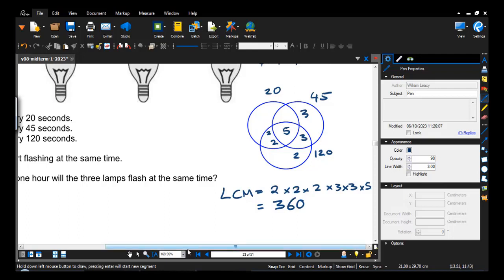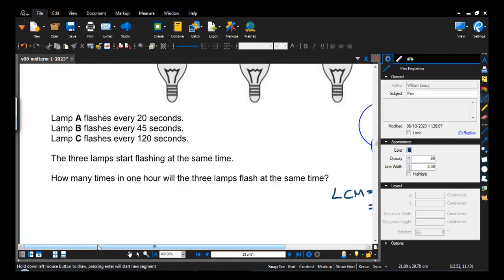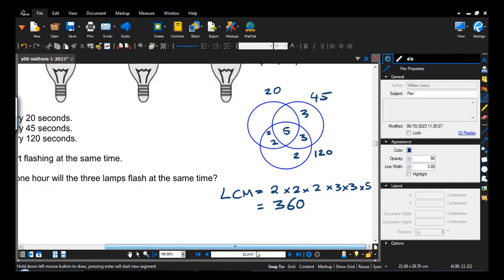In other words, after 360 seconds, they will flash again. So how many times in an hour? 360 seconds is how many minutes? You divide by 60, so that's 6 minutes. How many minutes are in an hour?